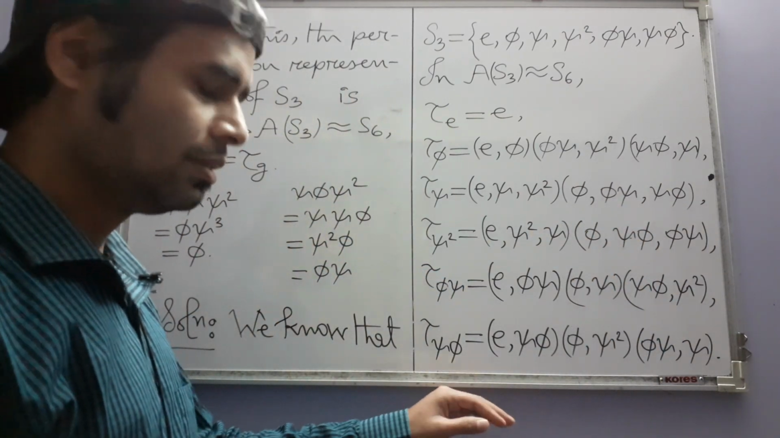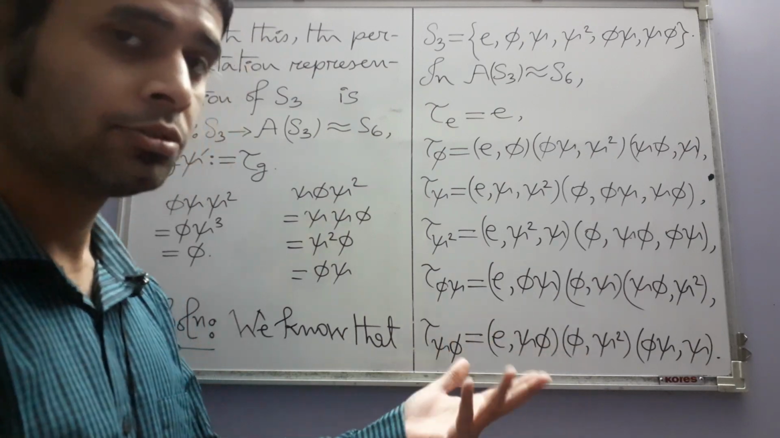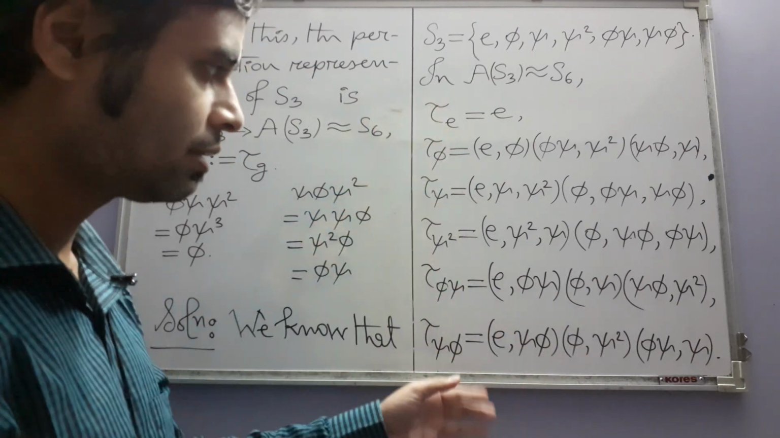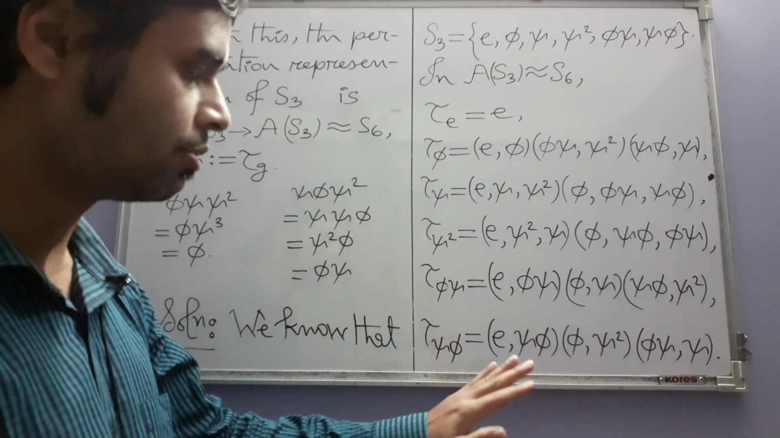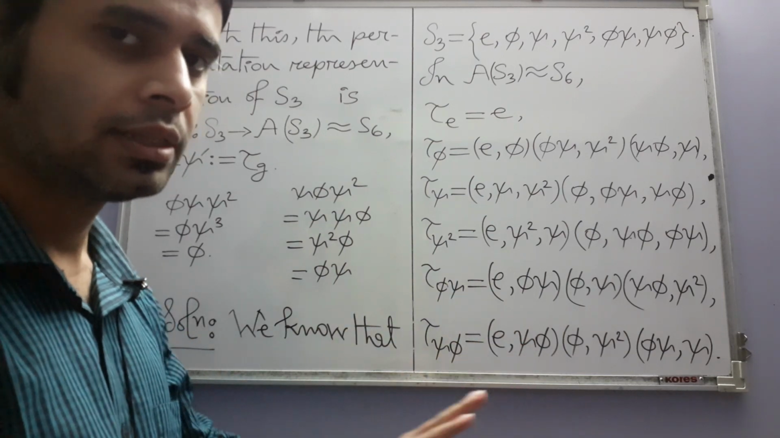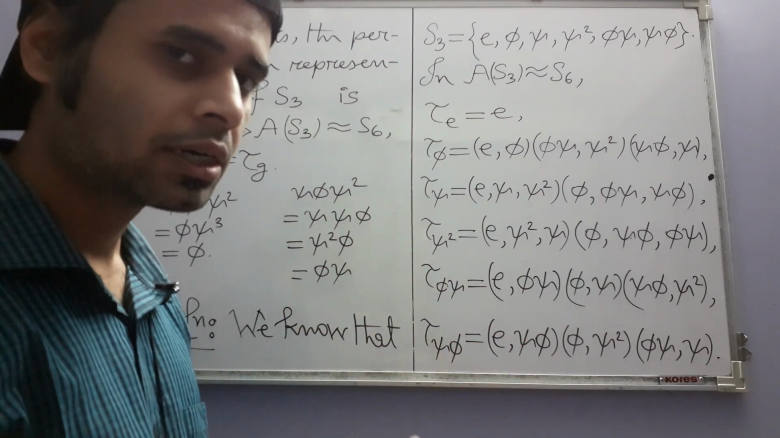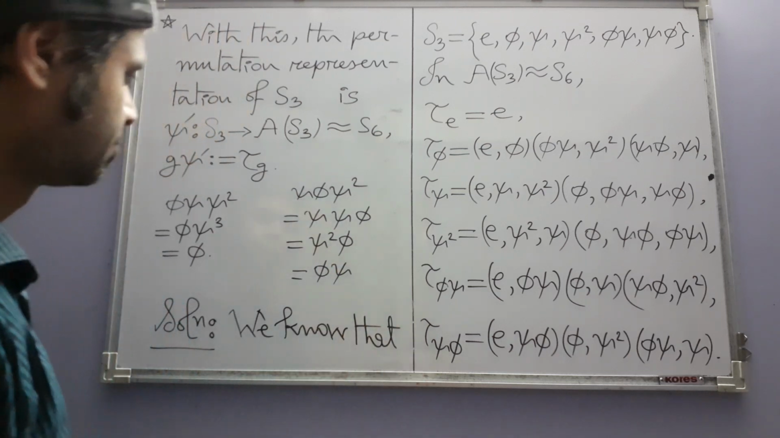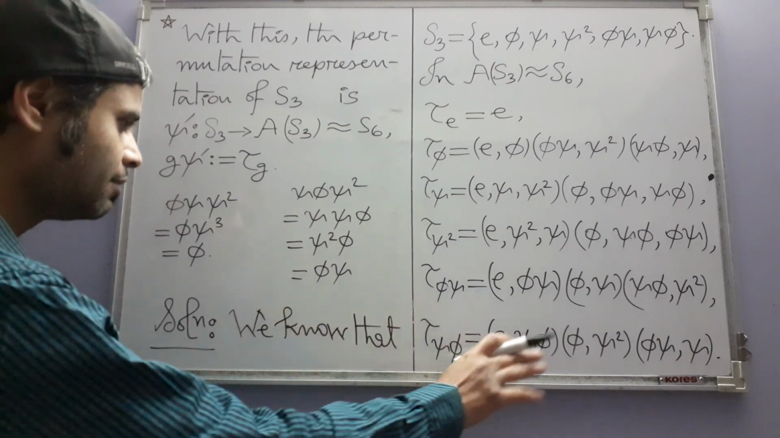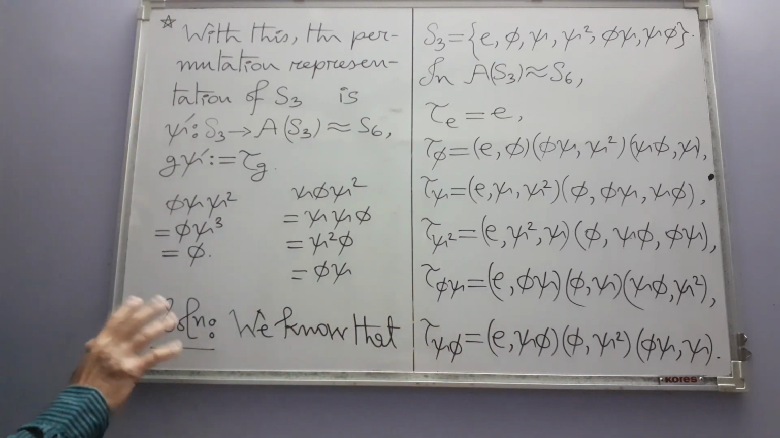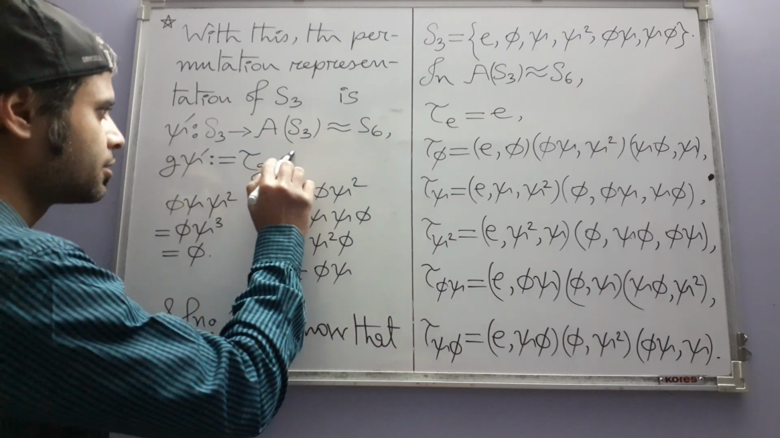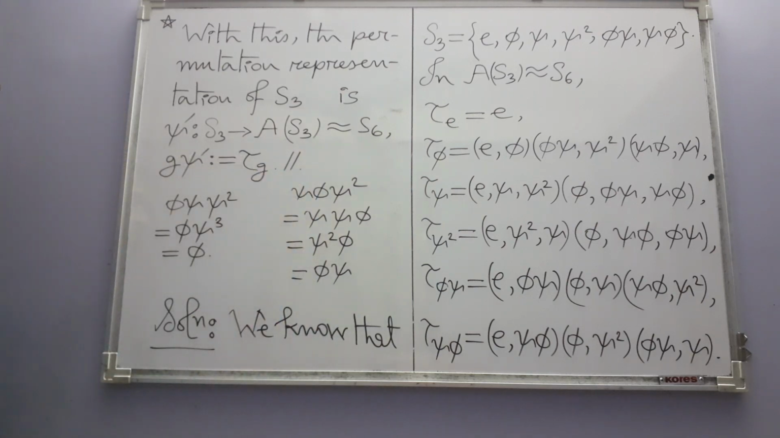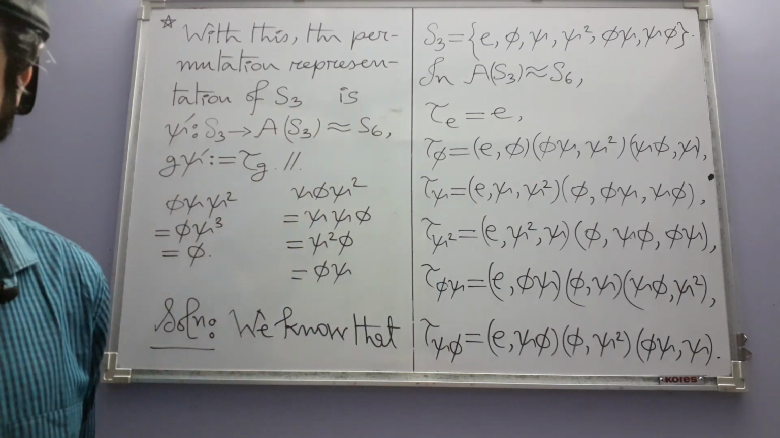And if you want, you should verify all these things that I am simply writing, and see that all of them are correct. If you ever come across some mistake, please let me know. Okay, so let's just leave it like this. So this is the permutation representation of our S3, the symmetric group of degree 3.